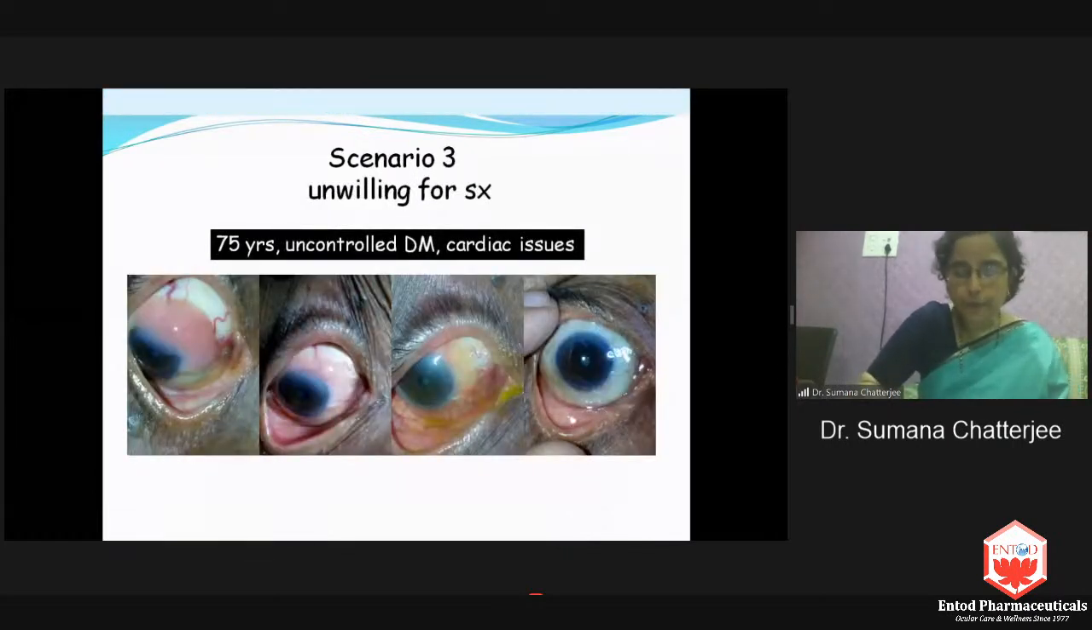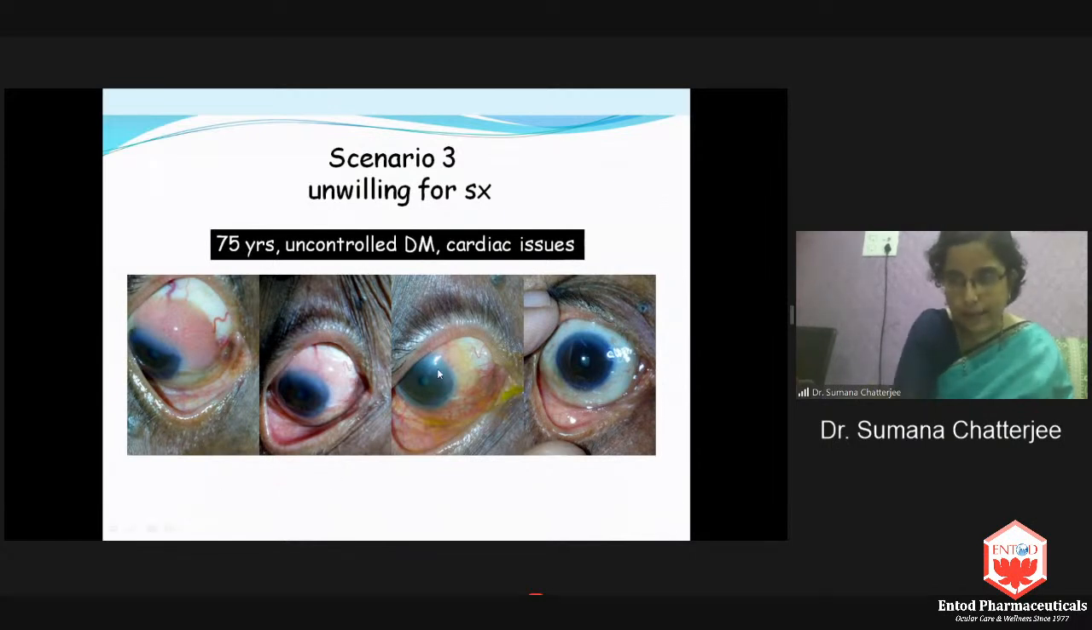The third scenario, this patient was unwilling and also unfit for surgery, and he developed irritation and surface staining after the 3rd cycle. As is evident from this picture, you can see this congestion in the inferior part of the bulbar conjunctiva. And so I had to stop the MMC, though the lesion was still there, resolving but still there, and started on interferon, and he responded well, as is evident from the last picture.